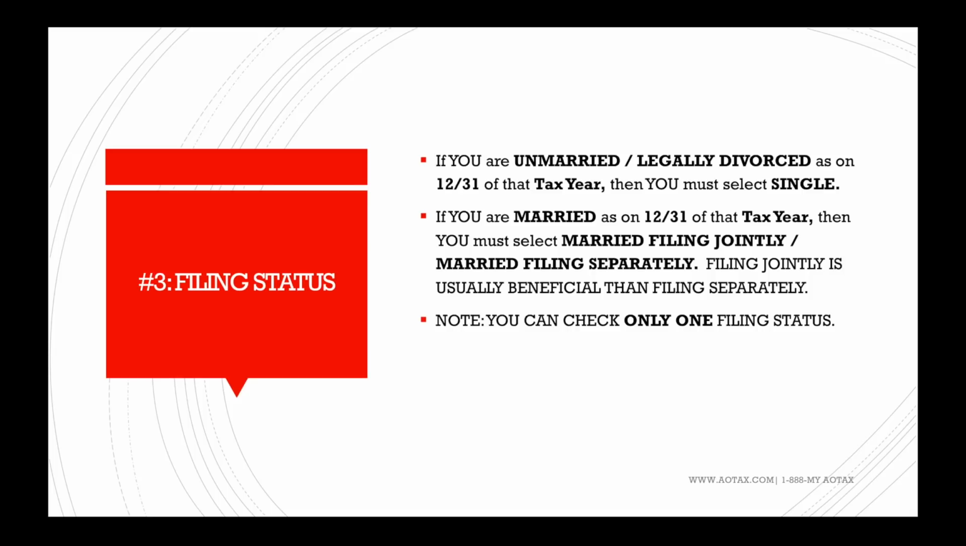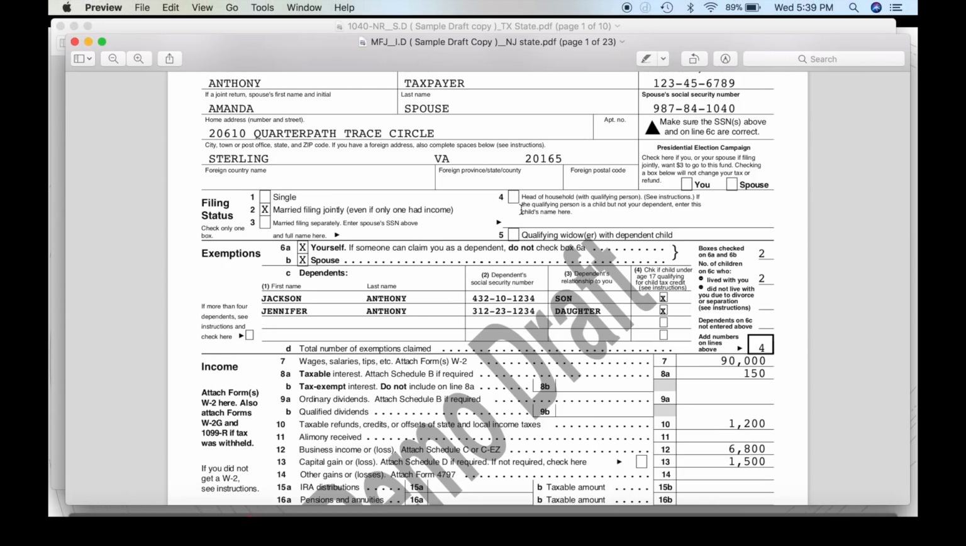If you are married as of December 31st of that tax year, then you can select either married filing jointly or married filing separately. For most average taxpayers, filing jointly is usually more beneficial than filing separately, unless both the spouses fall into very high income groups. And note, you can check only one filing status. You see that there are 5 different filing statuses here, but you can check only one box.